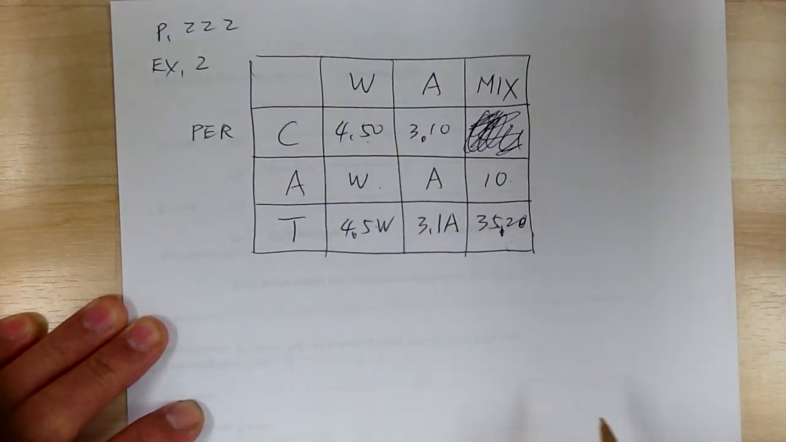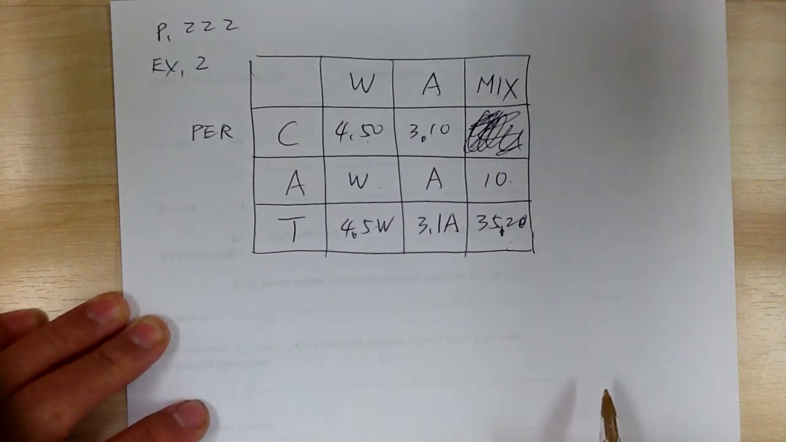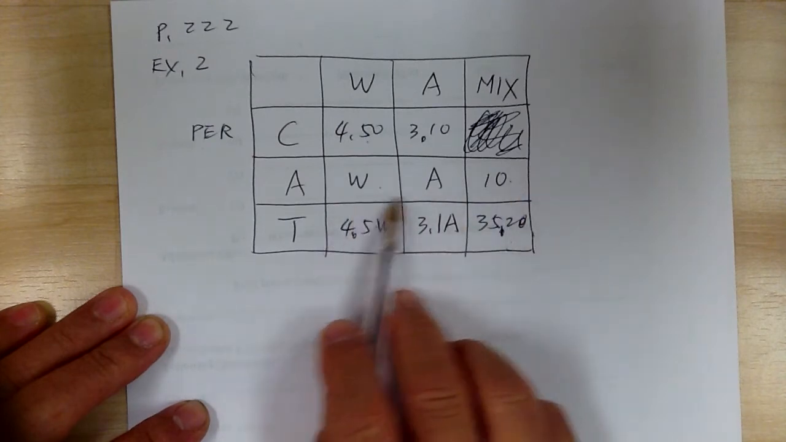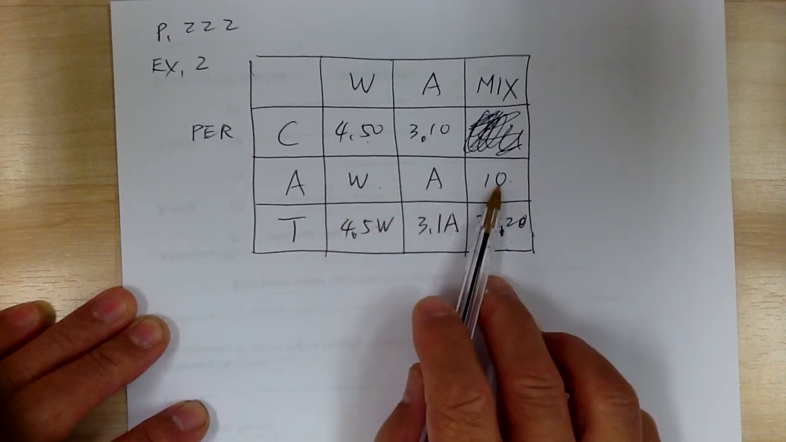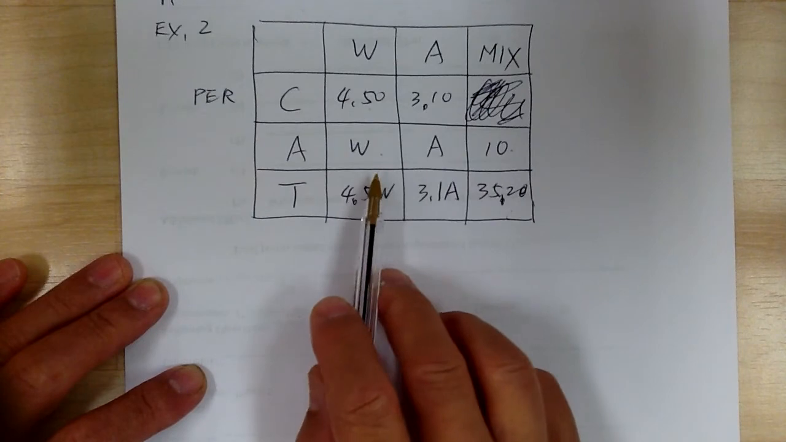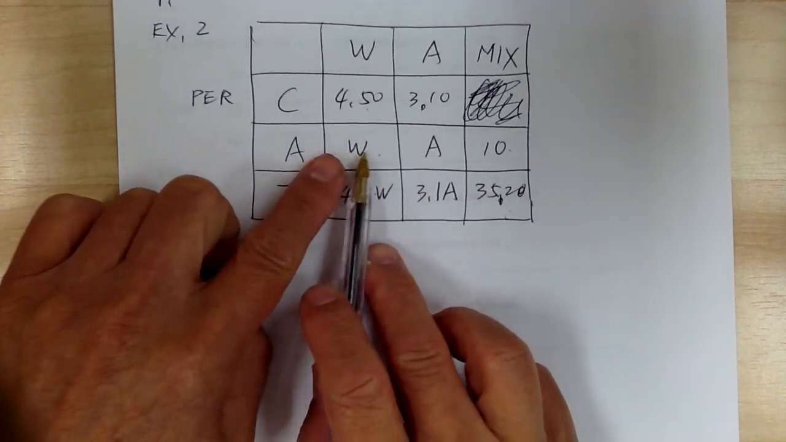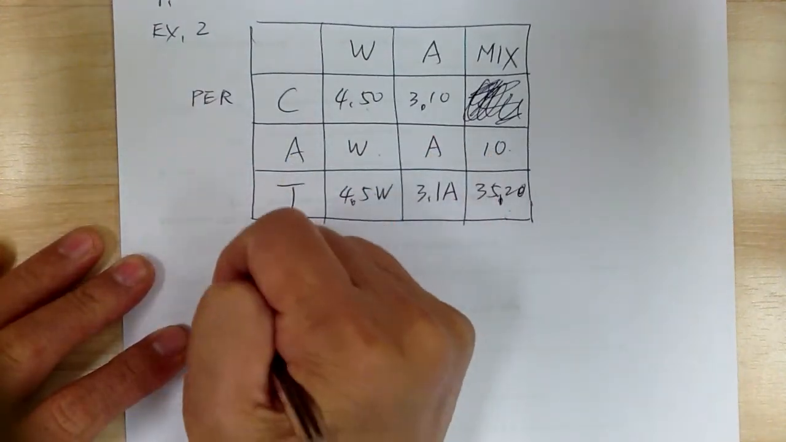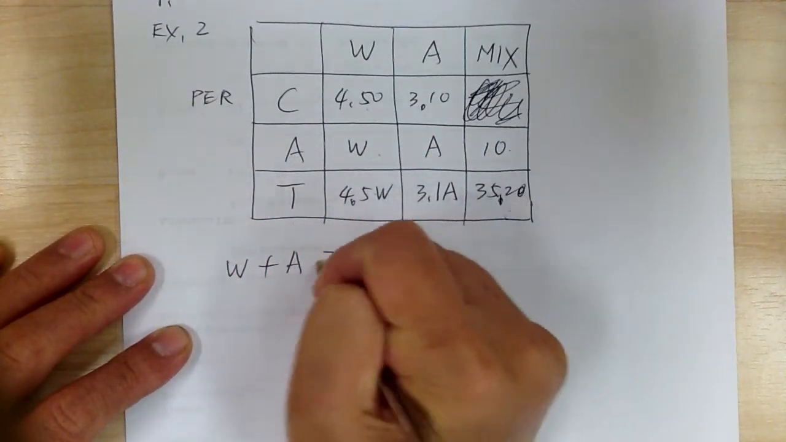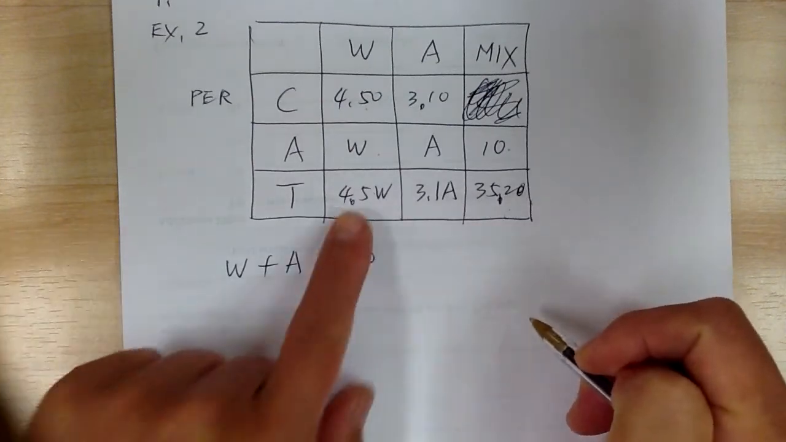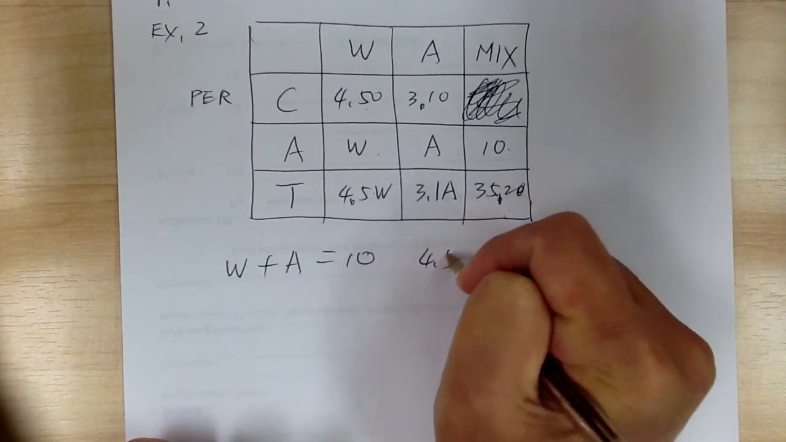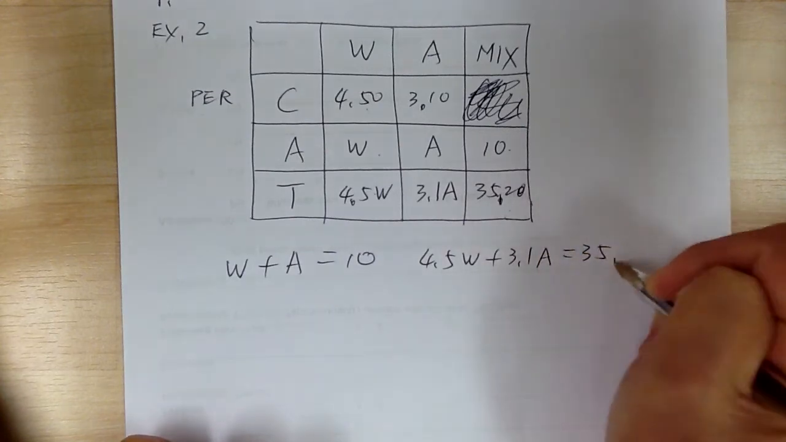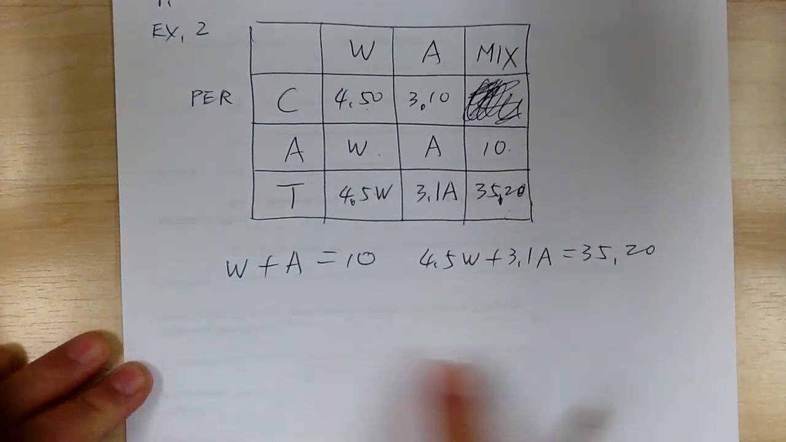So once you finish the table, you're going to write your equation. Now to write the equation by just looking at the table, if there's a variable, that would be your equation. You got this many pounds and this many pounds, you mix together, so that's your equation. So you got W plus A equal to 10. And then over here, you're going to get 4.5 W plus 3.1 A equal to 35.20. So now you're ready to solve.